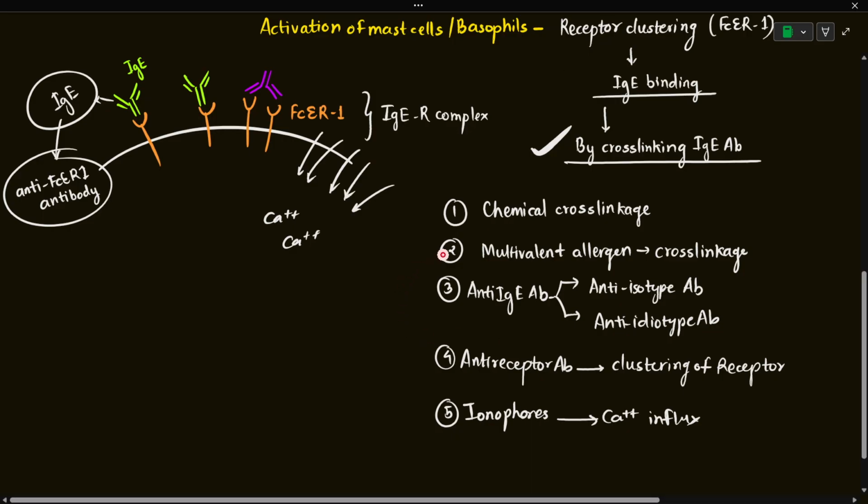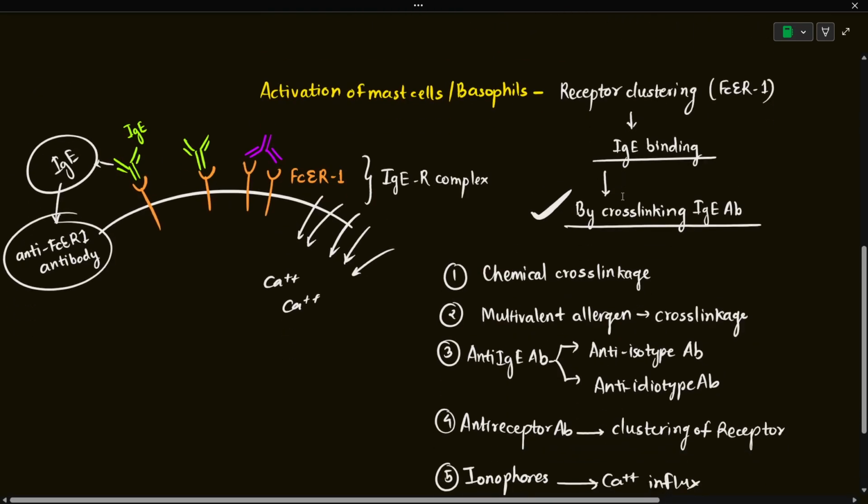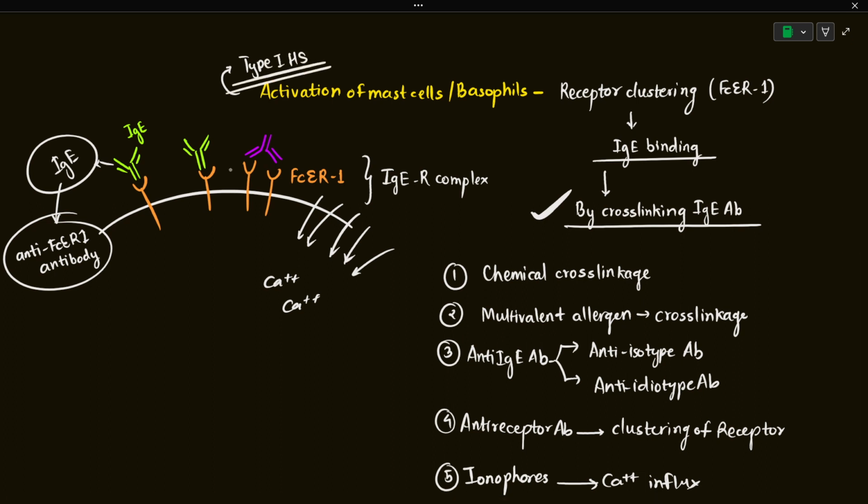In short, in one sentence, if I have to define the activation of mast cell, we could say that the mast cells or basophils get activated due to Fc epsilon R1 receptor clustering, which is mediated by IgE antibody. Or in other words, type 1 hypersensitivity reactions are going to result in activation of mast cells. So activation of mast cells or basophils is IgE mediated. With this, I'm done with the mast cells.